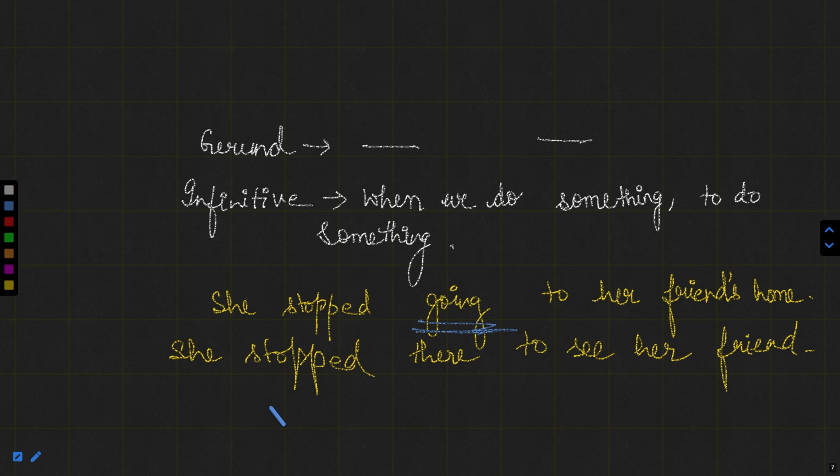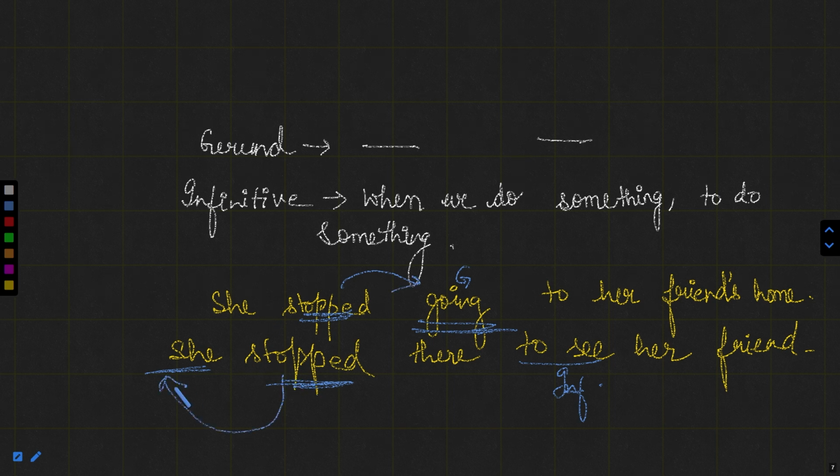But if I say she stopped there, it means here stopped has been used for her. She stopped there, and now for what did she stop? She stopped there to see her friend or to meet her friend. So this is infinitive. Now here we can see that after stop we have used infinitive, whereas in this case we have stopped going. So after stopped we are using gerund over here. Now in both the sentences the meaning of stopped is changed. Here stopped is used for going and here stopped is used for her.